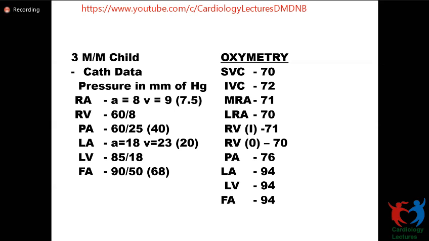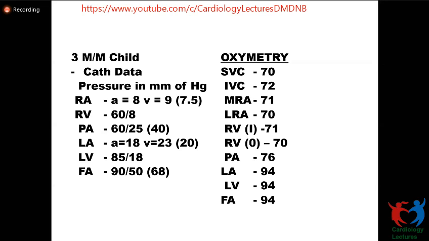LA is 94, sir, and LV and femoral artery are also 94. Is it normal? No, sir, it's not normal. As far as the pressures are concerned, sir, in the RA the V wave is more than the A wave, so that is abnormal. Also the pressures are a little raised, 7.5.